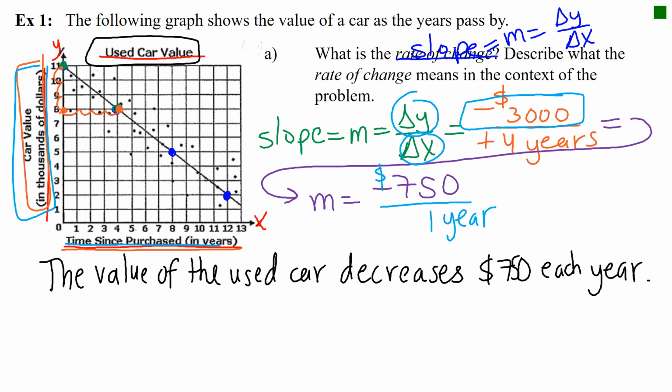The value of the used car decreases $750 each year. Notice I didn't put negative 750 because the word decreases already lets me know that we're losing money, and it happens each year. Okay, so we successfully answered both questions. We calculated the slope to be negative 750, and looking at the graph and considering change in y and change in x, the slope, we're able to figure out what it represents.